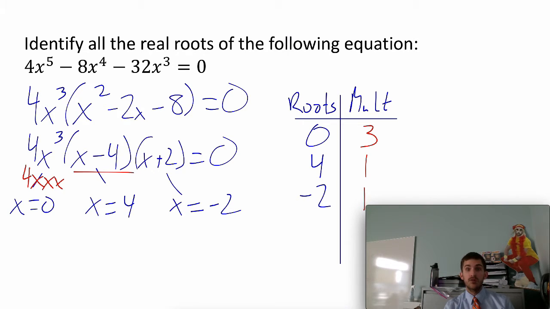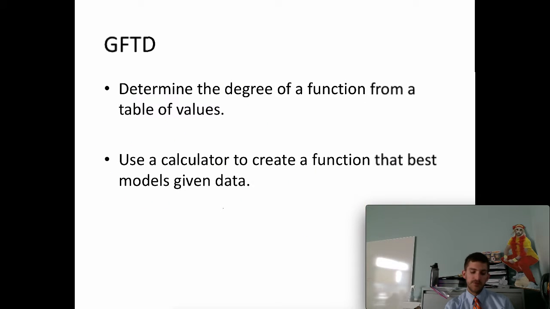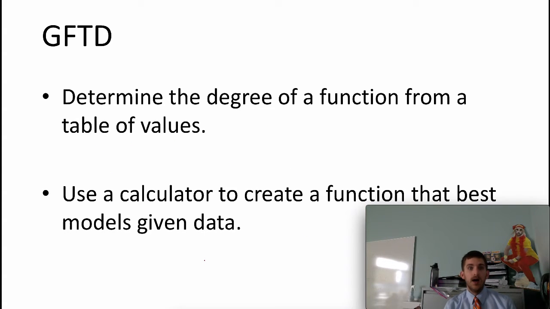When you're doing this, make sure your multiplicities add up to your degree. So we have a degree of 5. 3 plus 1 plus 1 also adds up to 5. For our goal for the day, we've got 2 goals, really: to determine the degree of a function from a table of values, and then to use a calculator to create a function that best models the data. We've really done all this before. We're just applying it to new contexts.